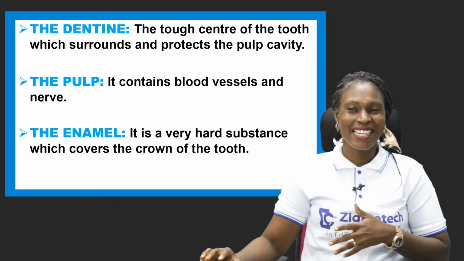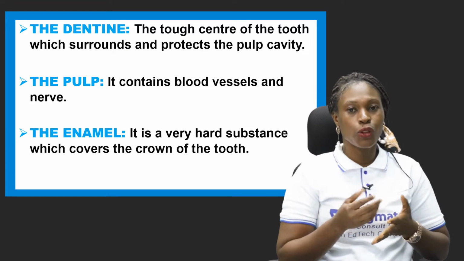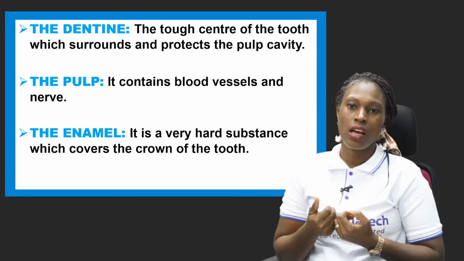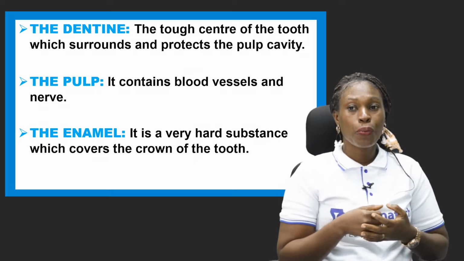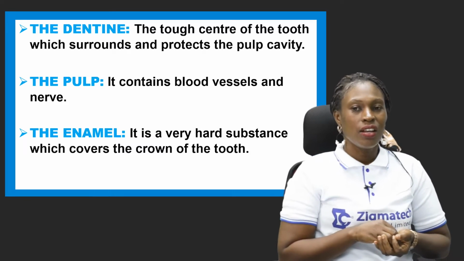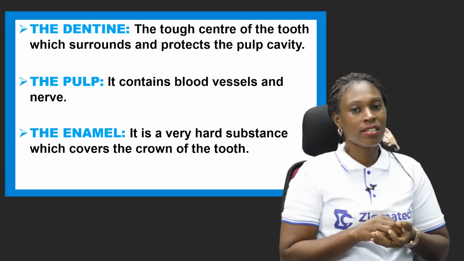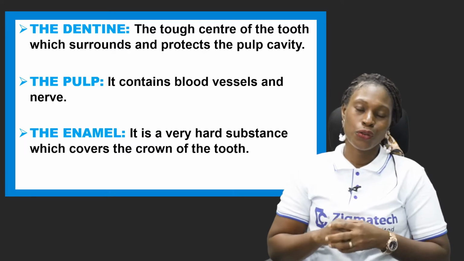Let's look at the dentin also. It's the inner part of the tooth which surrounds and protects the pulp cavity, while the pulp contains the blood vessels and the nerves. Then the enamel is a very hard substance which covers the crown of the tooth.